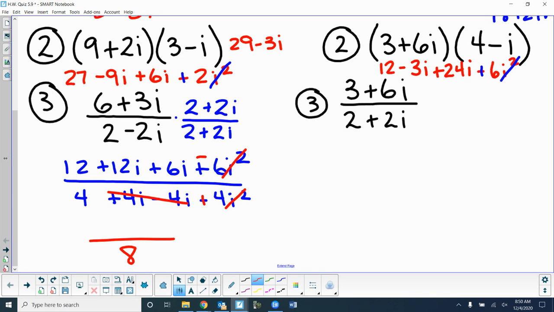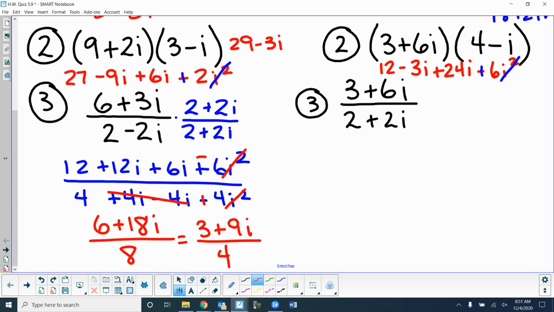All right? 12 minus 6 would be 6. 12 plus 6 is 18. Can I reduce that? What goes into all 3 of those? 2. So divide 6 by 2, 18 by 2, and 8 by 2. So there's the answer. Okay?